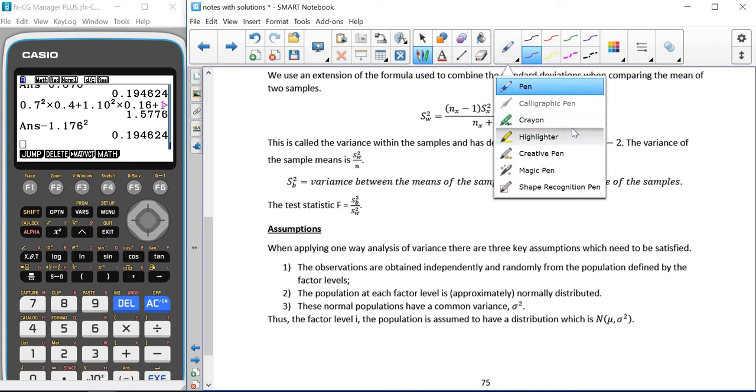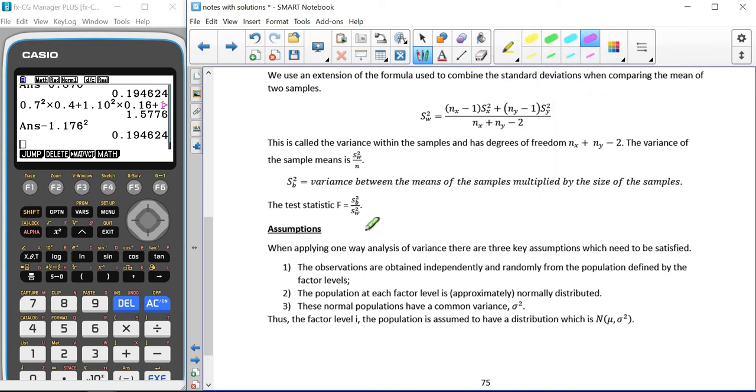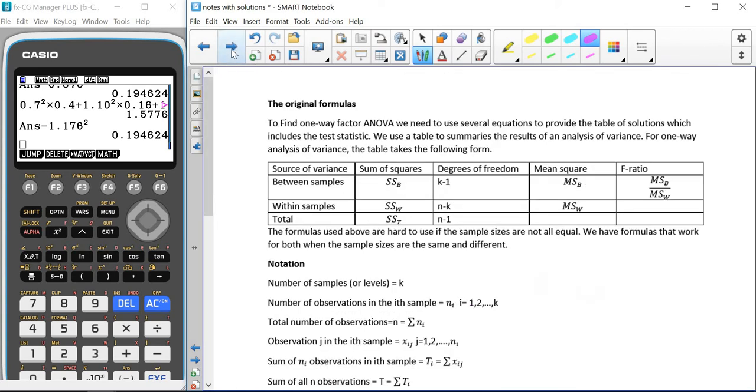We do have assumptions which go along with one-factor analysis of variance, and these are very similar for two-factor analysis of variance and the Latin square design. Our first assumption is that the observations are obtained independently and at random from the population. The population is approximately normally distributed, and these normal distributions have a common variance, so that we can tell if one of the levels is slightly different to the others.